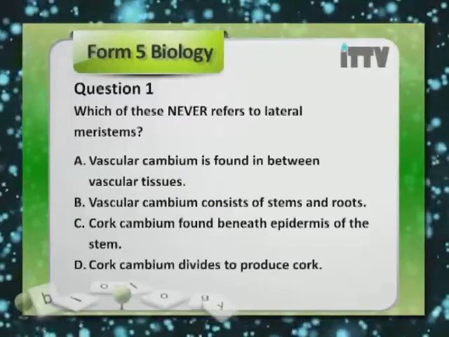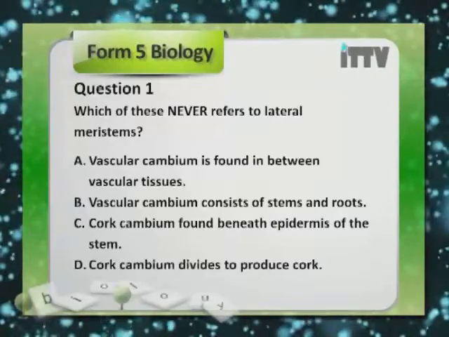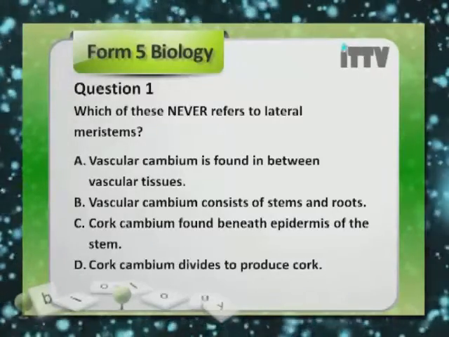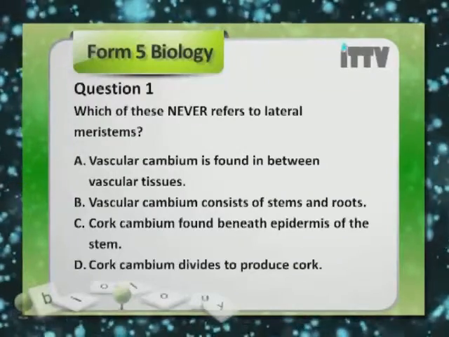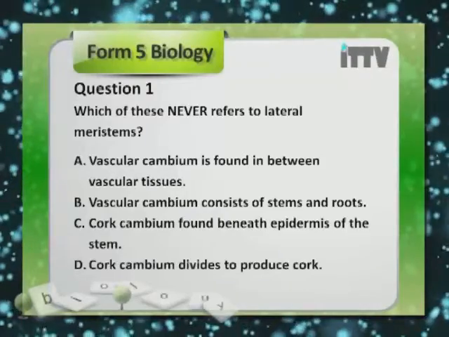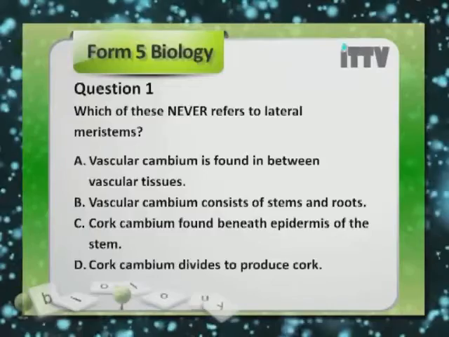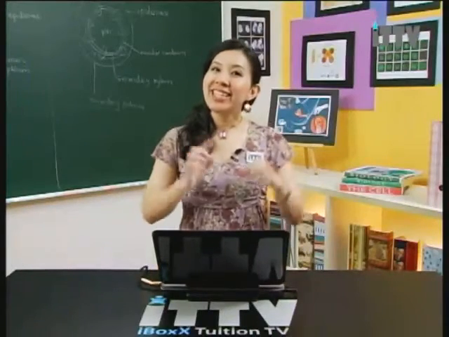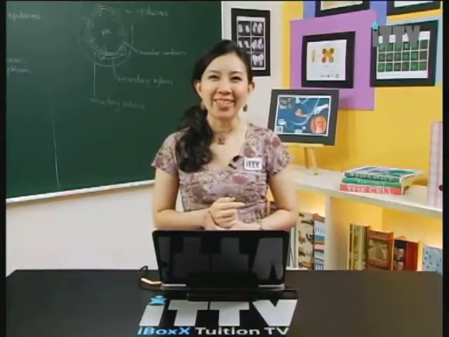Which of these never refers to lateral meristems? A. Vascular cambium is found in between vascular tissues. B. Vascular cambium consists of stems and roots. C. Cork cambium found beneath epidermis of the stem. D. Cork cambium divides to produce cork. Now, what do you think is your answer? If you have followed closely what I drew on board, I'm sure you'll get it.